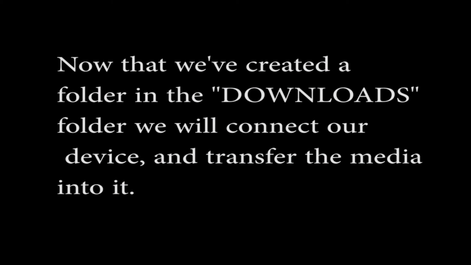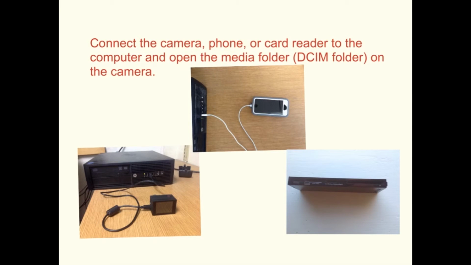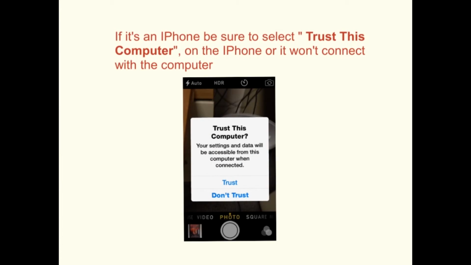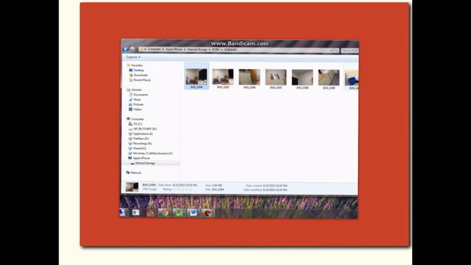Now that you have an individual folder created, you can transfer the media straight from your device into that folder. Connect the camera or phone or card reader, whatever you have, to the computer and open the media folder, which is a DCIM folder. If it's an iPhone, again, make sure that you click to trust the computer.